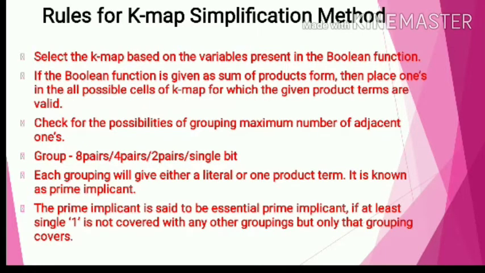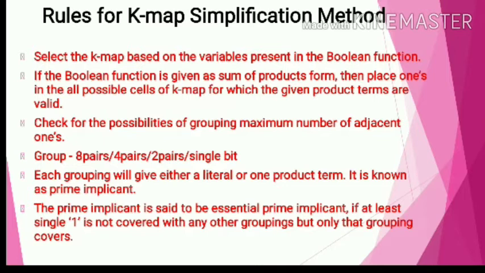So now we'll see the rules for the K-map simplification method. The first one is to select the K-map based on the variables present in the Boolean function. Suppose you are using 3 variables, then you can form 8 cells or 8 minterms. If the Boolean function is given in sum of products form, then place ones in all the possible cells of the K-map for which the given product terms are valid.